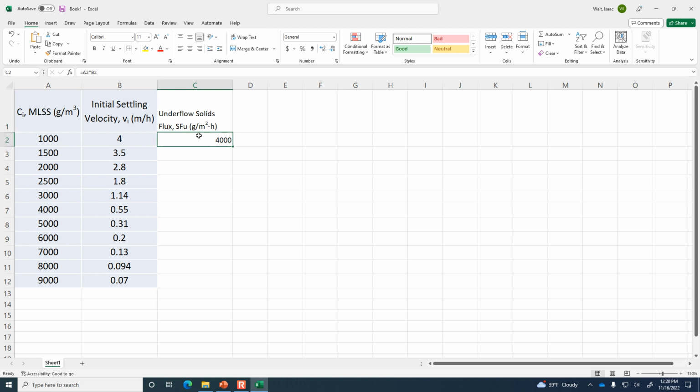Now, I would like it as kilograms, and so I'm going to divide that by 1,000. So I simply multiplied these two together. It's going to give me grams per square meter per hour. But if I divide by 1,000, now I can say that's kilograms.